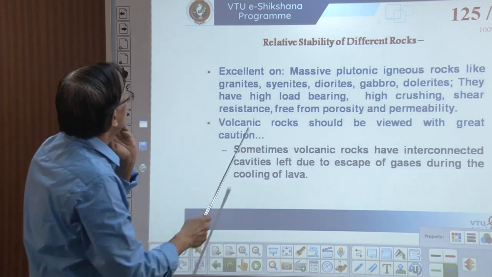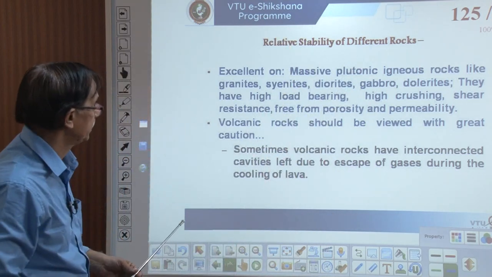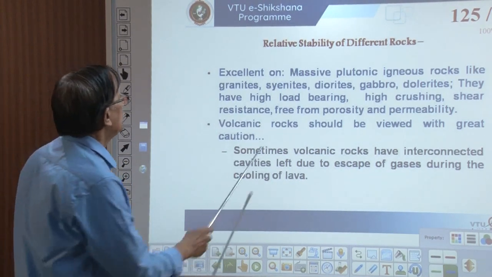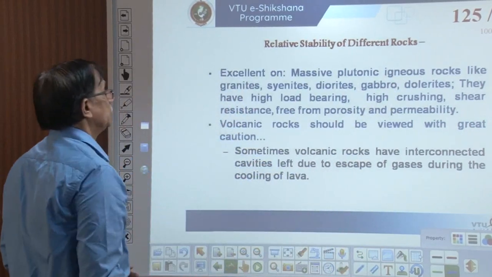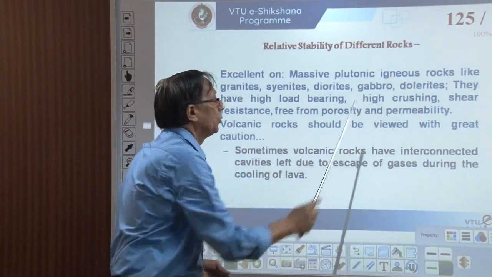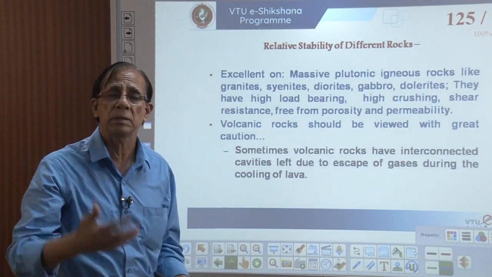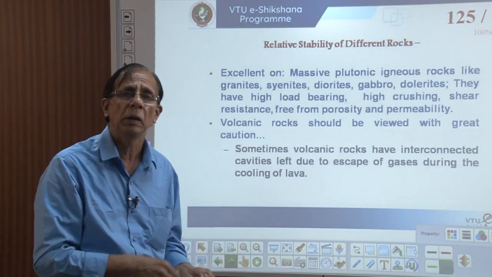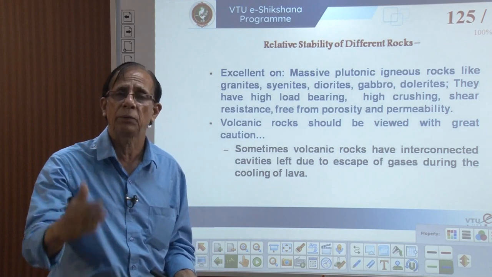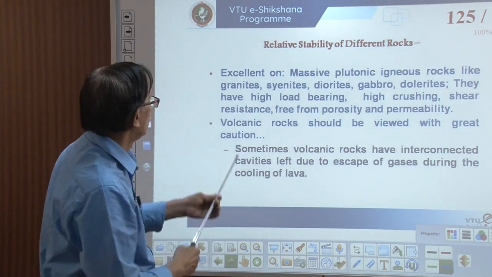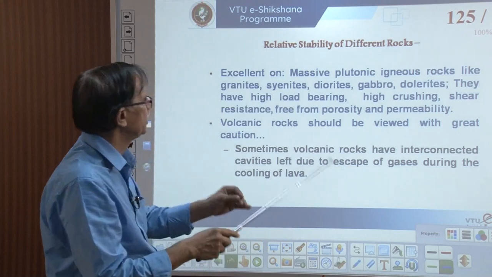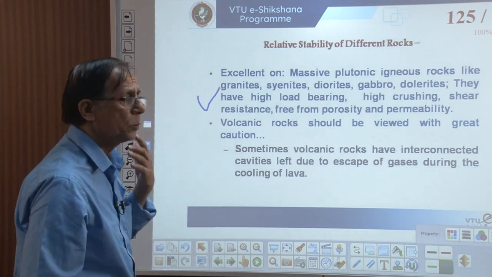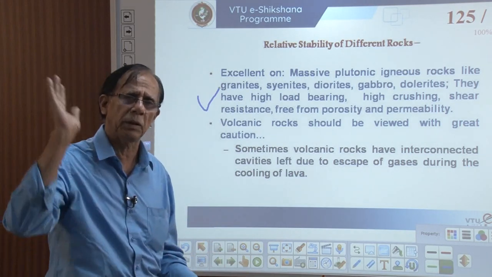Now, relative stability of different types of rocks. We have plutonic rocks, volcanic igneous rocks. In general, plutonic rocks are massive, like granite, syenite, diorite, gabbro, dolerite. They have high load bearing capacity, no porosity, etc. High shearing resistant force they have. Therefore, they are suitable for all types of dam, gravity dam or earthen dam, etc. The load bearing capacity, uniform grain size, everything is excellent. Therefore, they are ideal. If we have plutonic igneous rocks in a dam site, blindly we can go ahead with it.